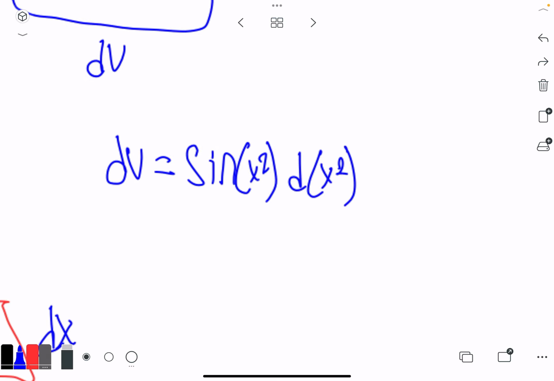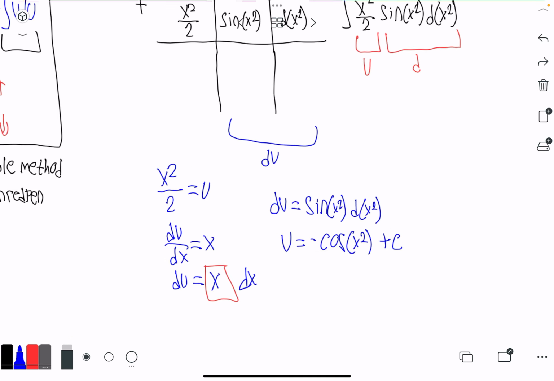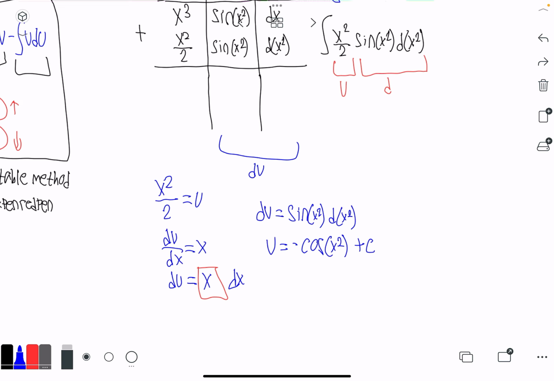If you integrate it, it's just negative cosine x squared. Well, there's a plus c, but for this case, we'll just ignore it because you can just add it later in the final answer.